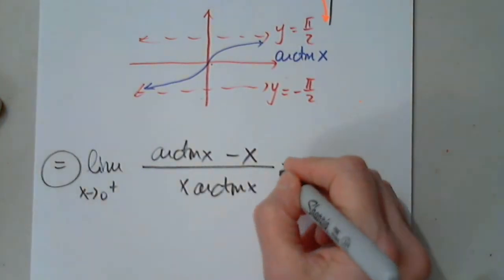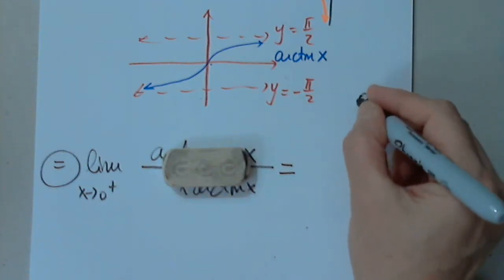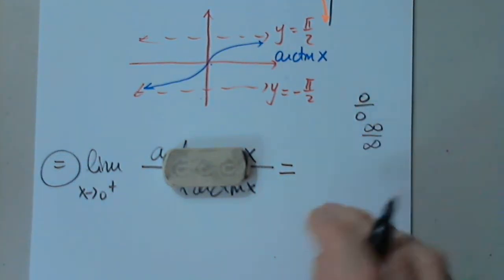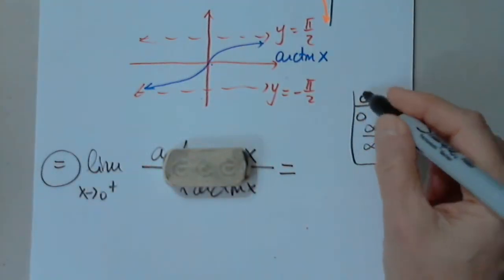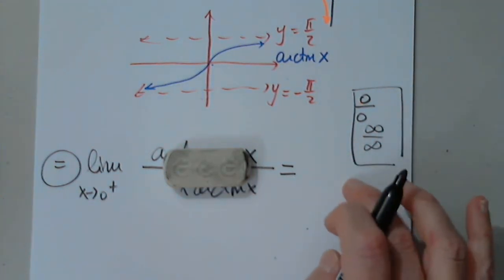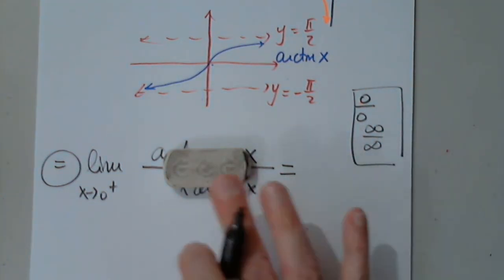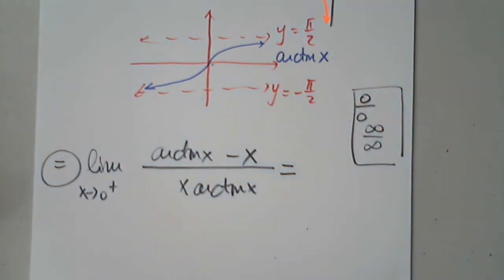I have to try again because I don't know what to do with this unless it's 0 over 0 or infinity over infinity. I cannot jump ahead and say, oh, let's differentiate. No, I cannot do that. I have to check, and if it's not one of these two, I can continue with L'Hopital's rule. I don't know what it is, but if it's not one or the other, I can continue.